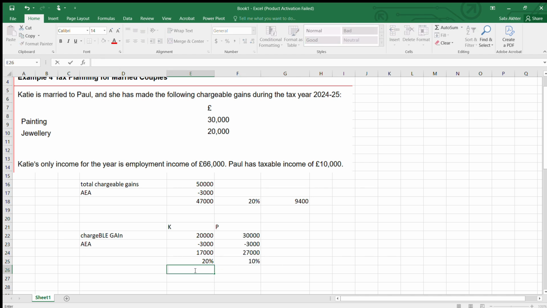So here, this into 20%. And here is the sum function.